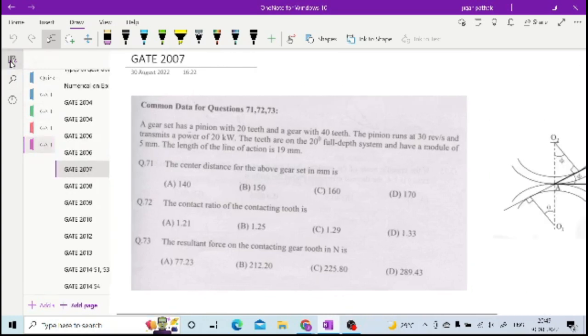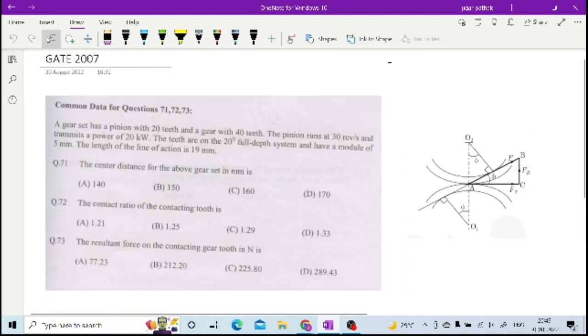So for the next one, this is a gear set has a pinion with 20 teeth and a gear with 40 teeth. The pinion runs at 30 revolutions per second and transmits a power of 20 kilowatt. The teeth are on the 20-degree full depth system and have a module of 5 mm. The length of the line of action is 19 mm. Now the center distance for the above gear set in mm is, can you calculate the center distance first?